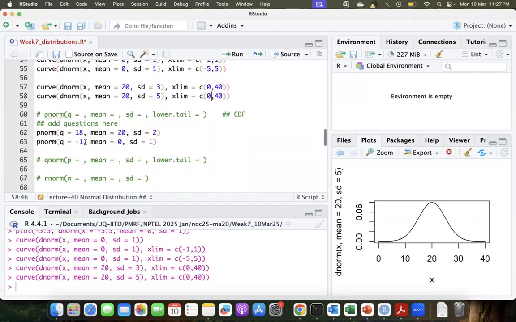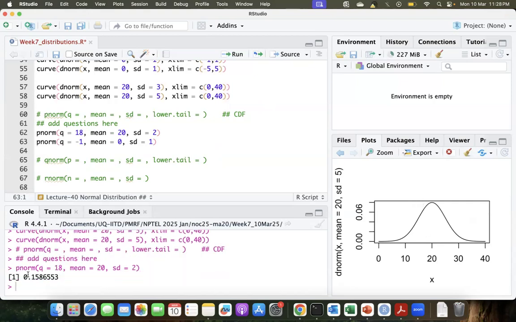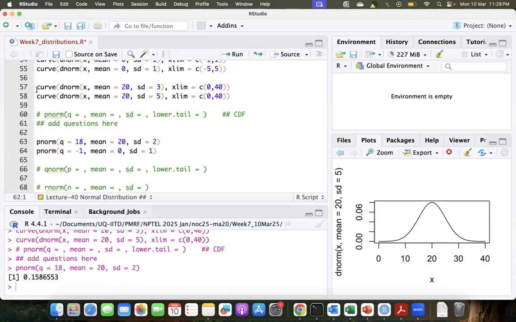Then the p-norm function is going to give you the values up to a point, the CDF. So the probability of getting up to 18. So it's the mean 20 and standard deviation 2 example. So when you're saying 18, it would be somewhere here. So it should cover less than half of your value. Oh, the standard deviation is 2. So wait.